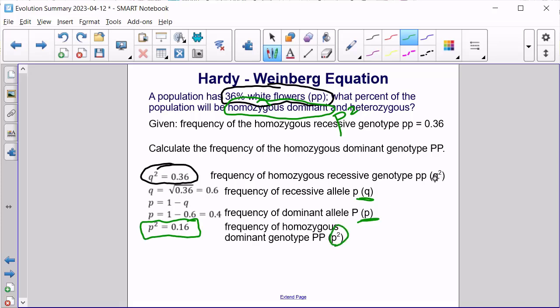Okay, so we're going to take all four of these values, p squared, q squared, p, and q, and take them into the next slide to answer the second question: what percentage of the population will be heterozygous?